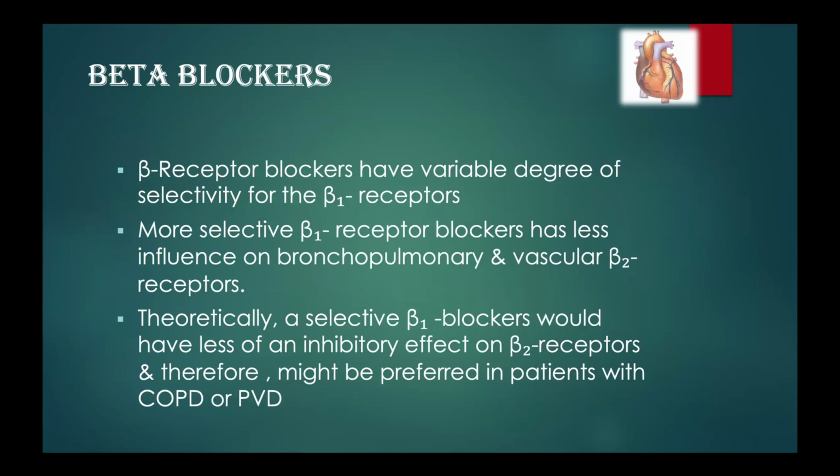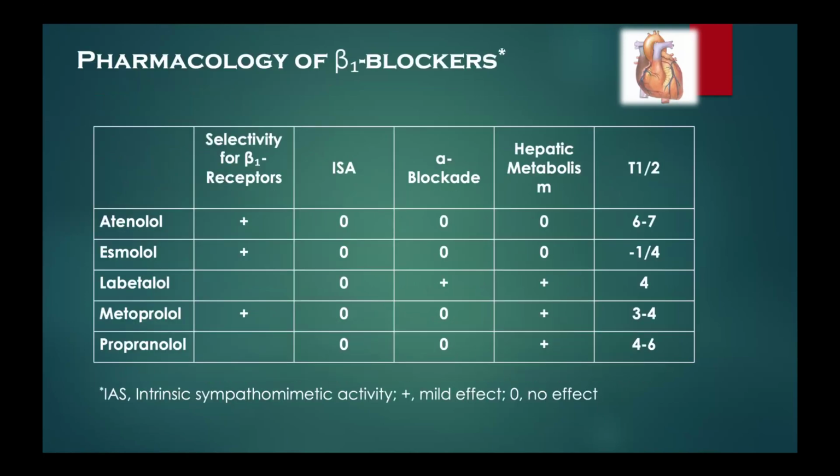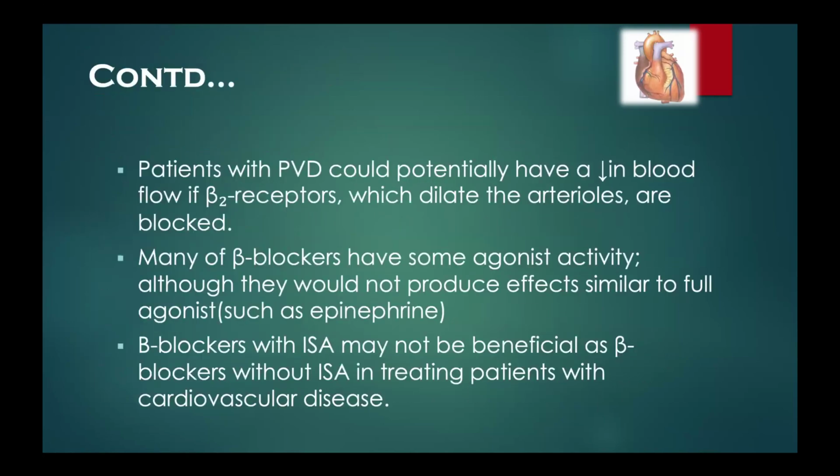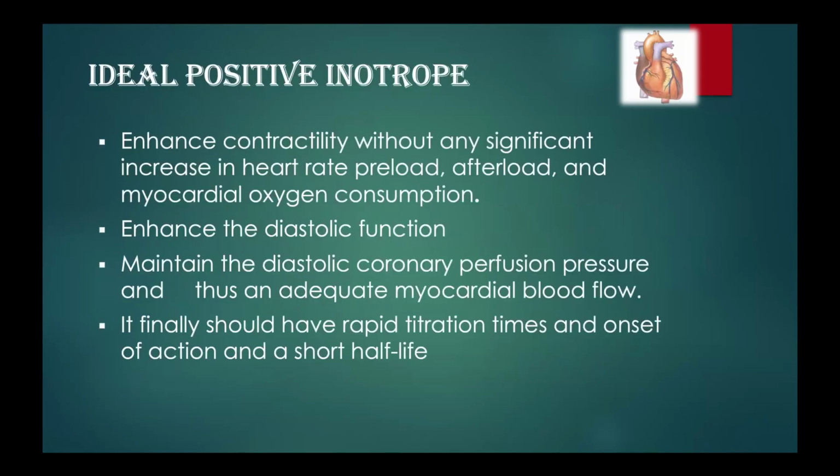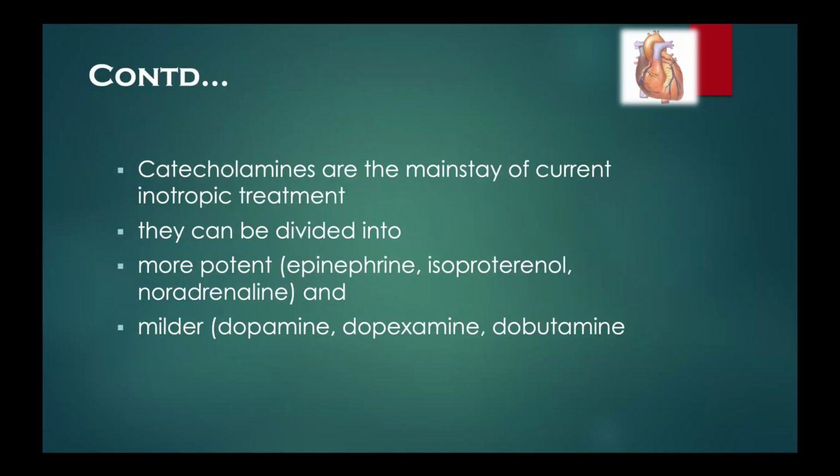Beta blockers, I think we'll do it in the next class when we'll be discussing heart failure medicines, as they have a negative inotropic effect. So, what is an ideal positive inotrope? It will enhance the contractility without any significant increase in heart rate, preload, afterload, and myocardial oxygen consumption. It will enhance the diastolic function, maintain the diastolic coronary perfusion pressure, and thus an adequate myocardial blood flow. It should also have a rapid titration time and onset of action and a short half life.